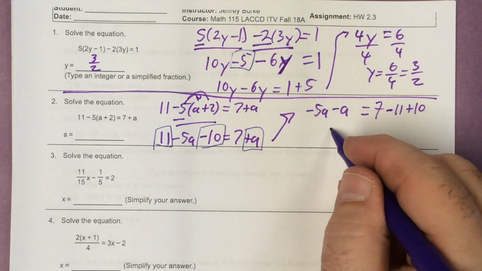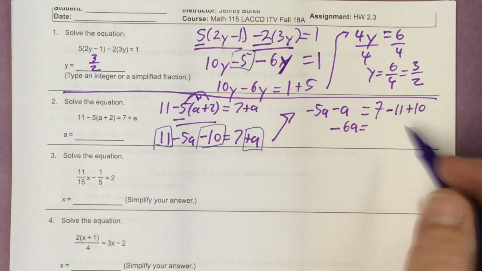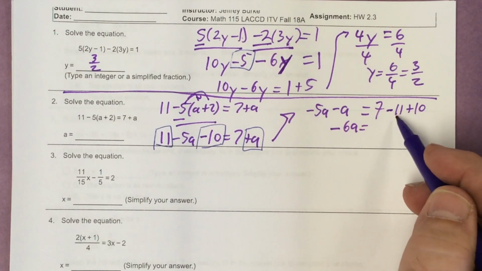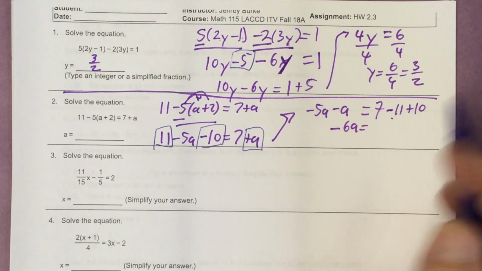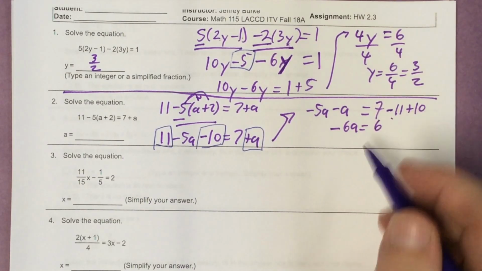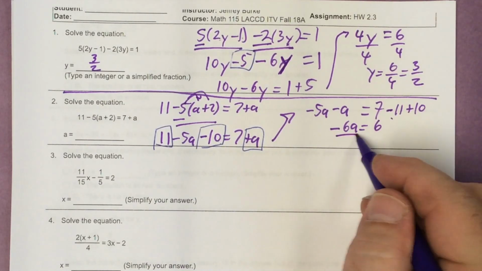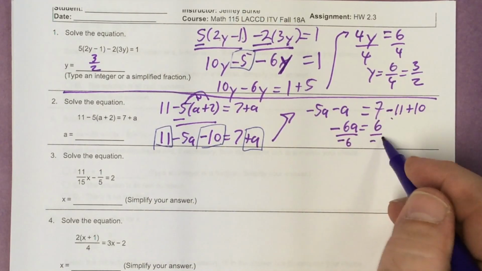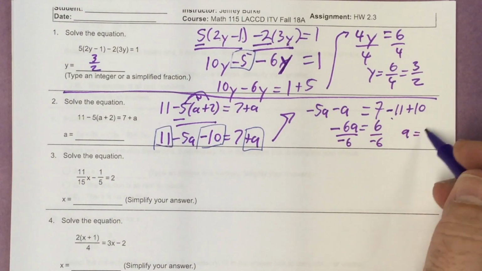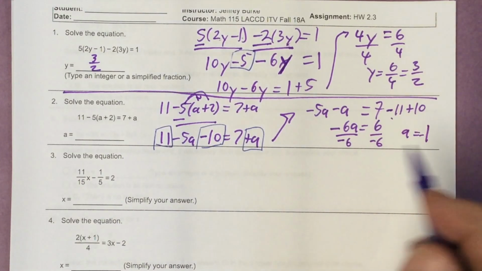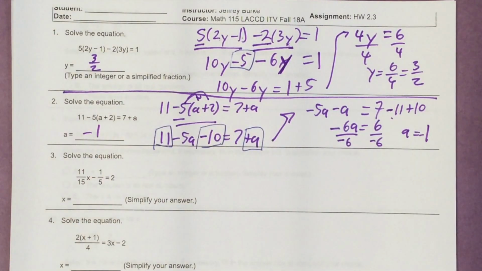Negative 5a minus a, that'll be negative 6a. 7 minus 11, that's going to be negative 4. Negative 4 plus 10, that's going to give me 6. So I have negative 6a is equal to 6. I divide both sides by negative 6, and that's going to result in a equaling negative 1. So a in question 2 is going to equal negative 1 in that case.